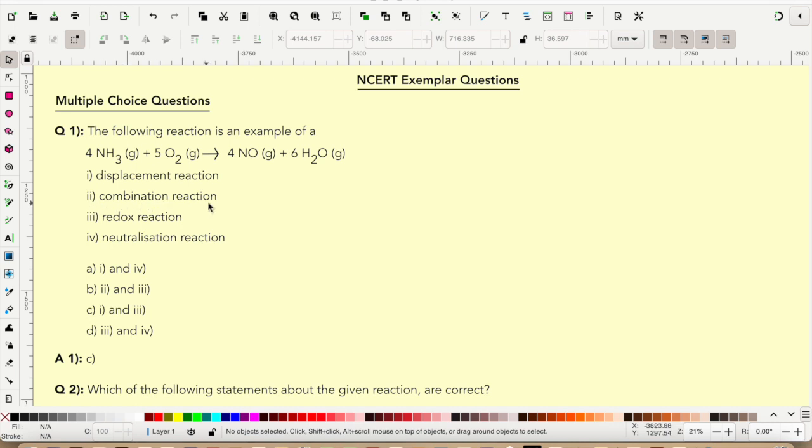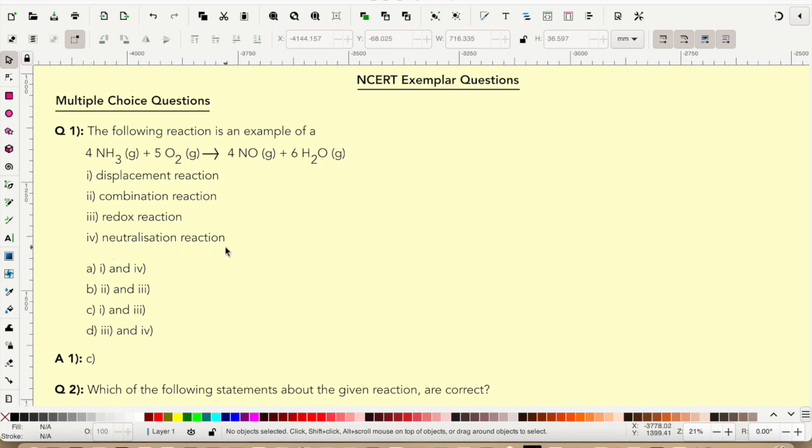The second option is combination reaction. It cannot be combination reaction because in combination reactions, two or more reactants make a single product. Here two products are getting made, so this cannot be combination reaction. Third one is redox reaction. Let us see. NH3 loses hydrogen to form NO, so it is getting oxidized. At the same time, O2 is gaining hydrogen to make H2O, means it is getting reduced. So this is redox reaction.